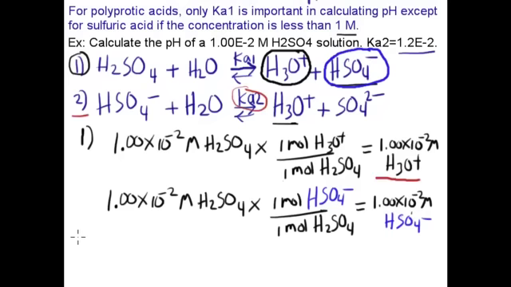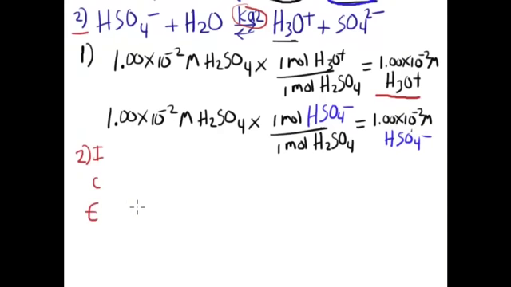So for step 2, we need to make an ice table. We have our concentrations. We calculated our initial concentration of HSO4 minus to be 1.00 times 10 to the negative second molar. H2O doesn't go in our ice table. Hydronium does have an initial concentration because we already have a bunch of that in there from the first step, so that's a little bit different than what we've done before. So we have initial concentration of hydronium from the first step, and sulfate is 0.